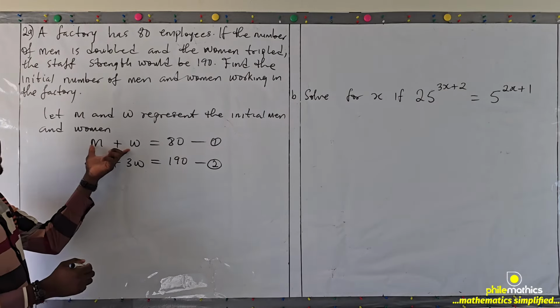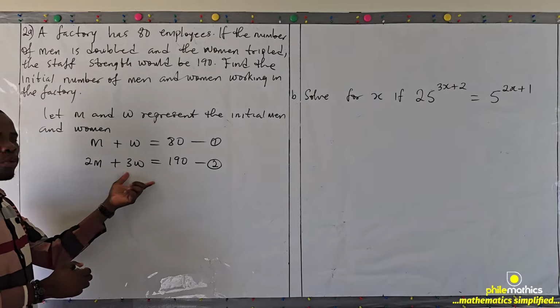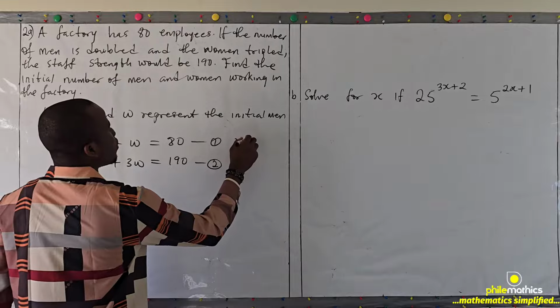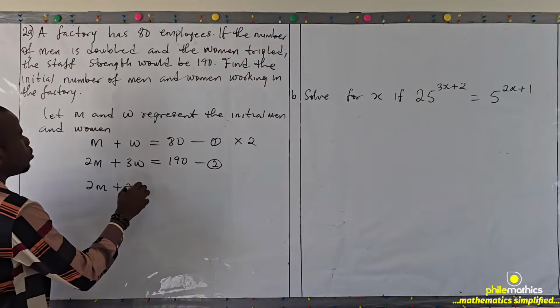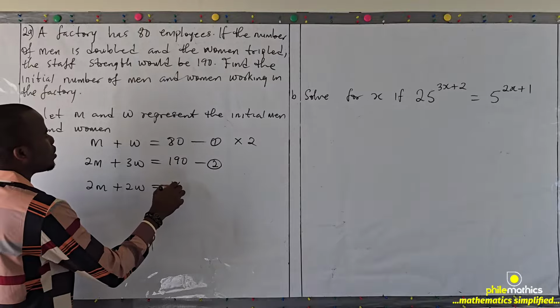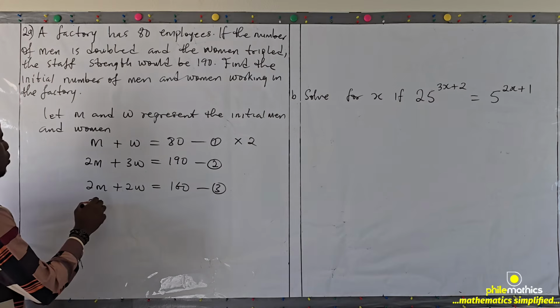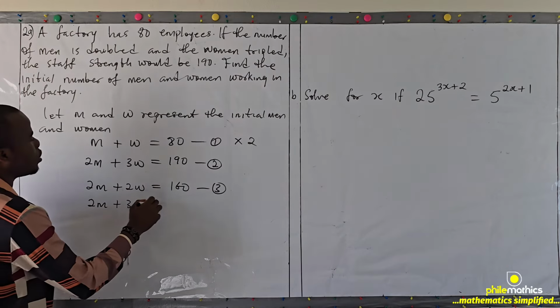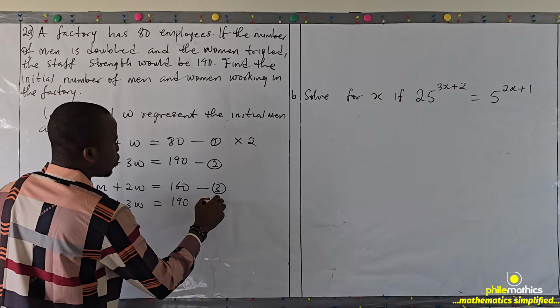Let's multiply equation 1 by 2 so that we can eliminate M to find W. So multiply this by 2. We have 2M plus 2W equals 160. Let's call this equation 3. And so our 2M plus 3W equals 190 remains the same, equation 2.